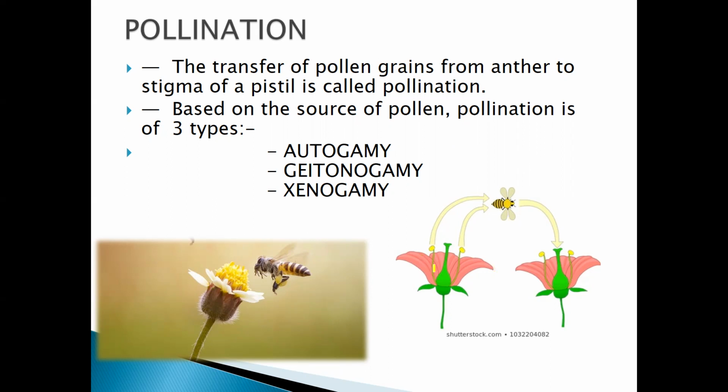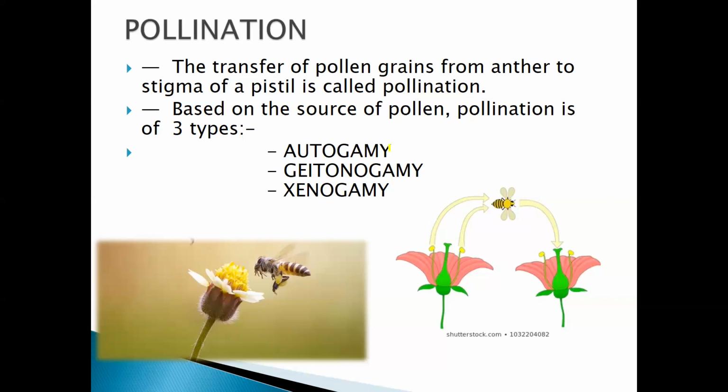Now, what is this autogamy, geitonogamy, and xenogamy? Autogamy is strictly a self-pollination process. It is a pollination which takes place within the same flower, that is, the transfer of the pollen grain from the anther to the stigma takes place within the same flower. That is strictly a self-pollination process.